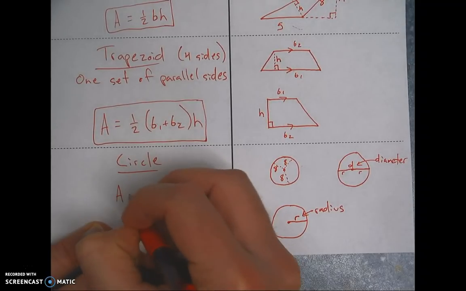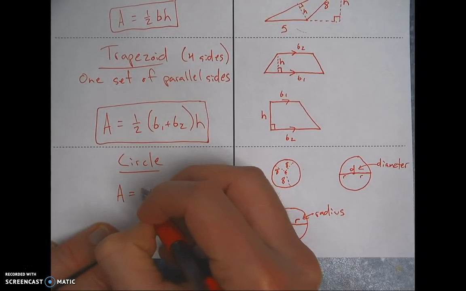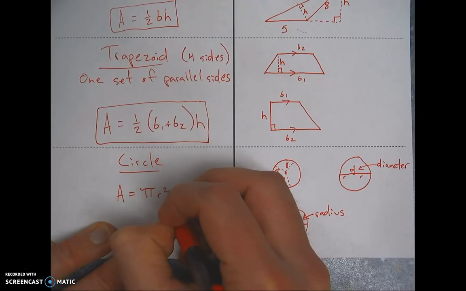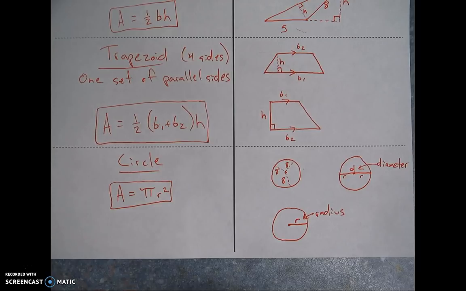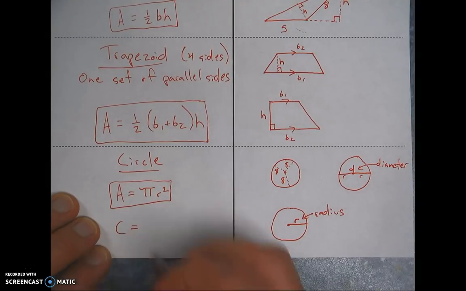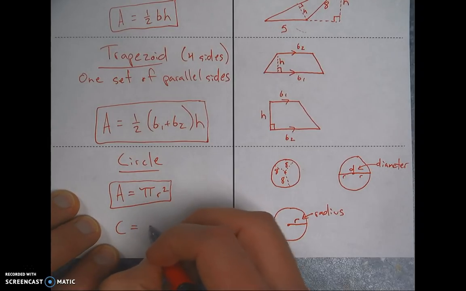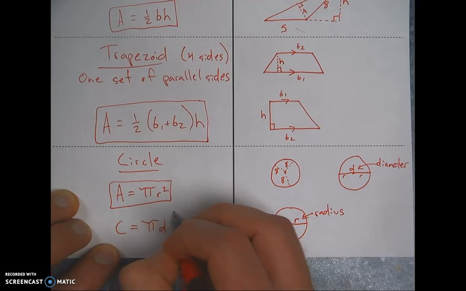Let's start with area, since that's what we've been talking about. And it's pi r squared, the radius squared. Now pi is a number. It's a decimal that goes on forever. It's in your calculator: 3.14 and then a bunch of other numbers. It naturally just exists. It was discovered in circles, and we'll talk further about that later on. But this is not a made-up number. It's something that naturally occurs. And the other formula we're going to talk about is circumference, which is pi times the diameter.